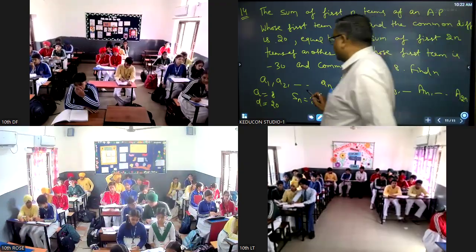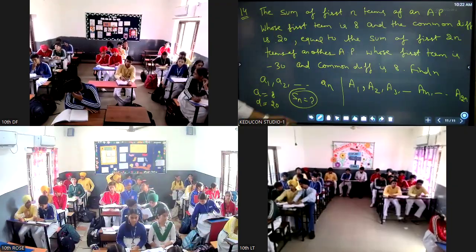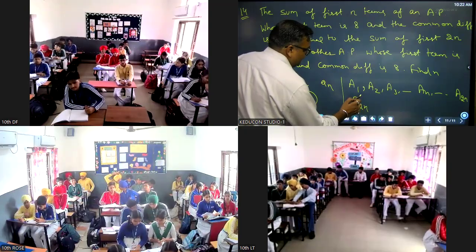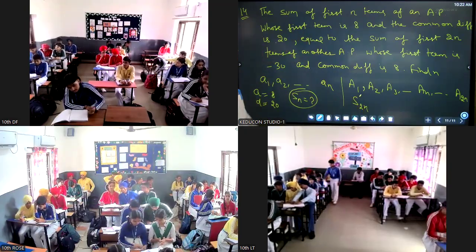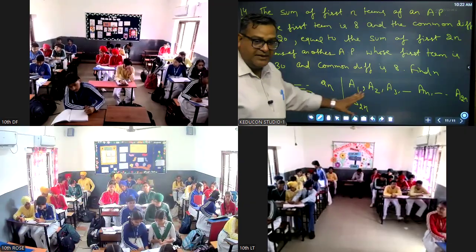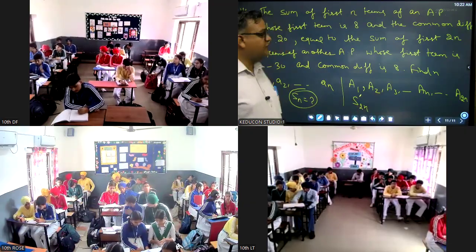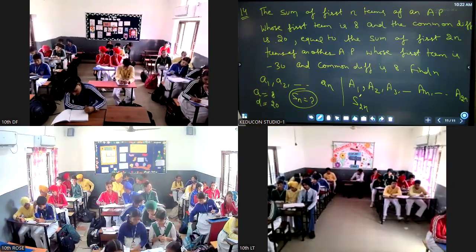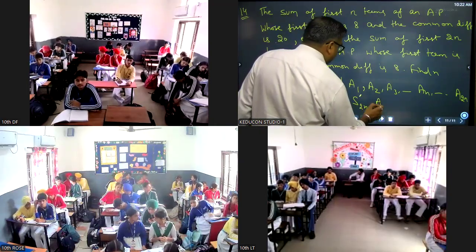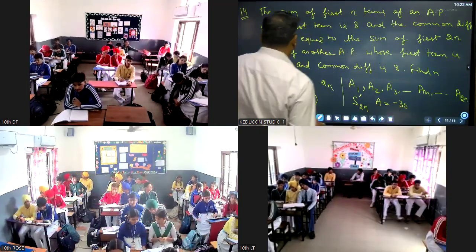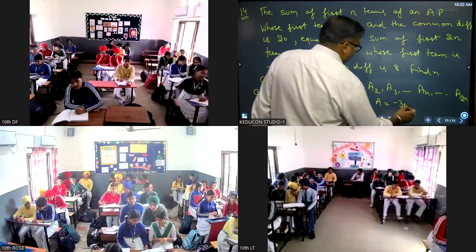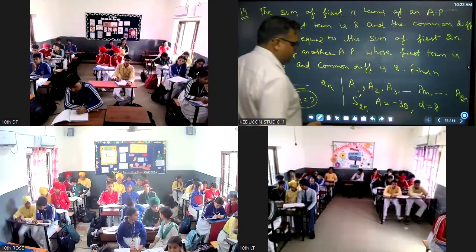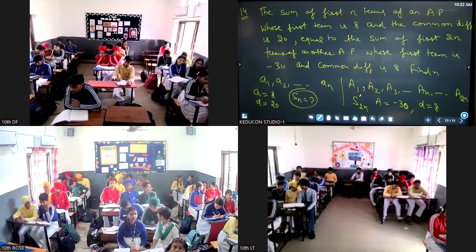Now the Sn of this AP is equal to S2n of this AP. इसको मैं डैश से रिप्रेजेंट कर रहा हूं बेटा, डिफरेंशिएट करने के लिए. The sum of n terms of this AP is equal to sum of 2n terms of this AP. And in the second AP, first term is given minus 30 and common difference is 8. So now these are the two APs. Their sum is equal. How to do this, bacho?